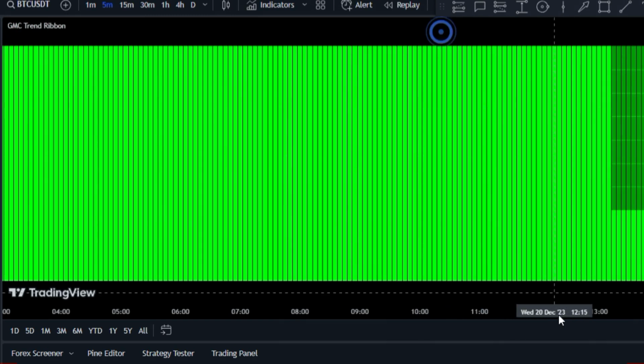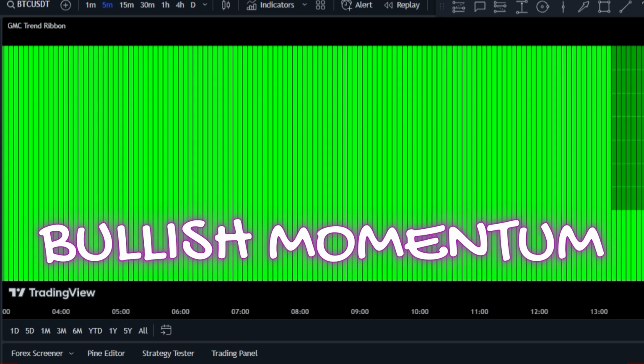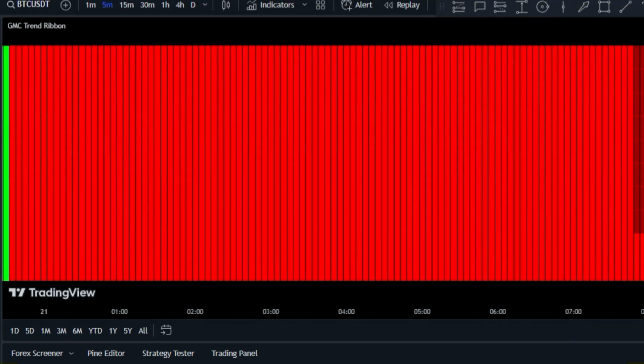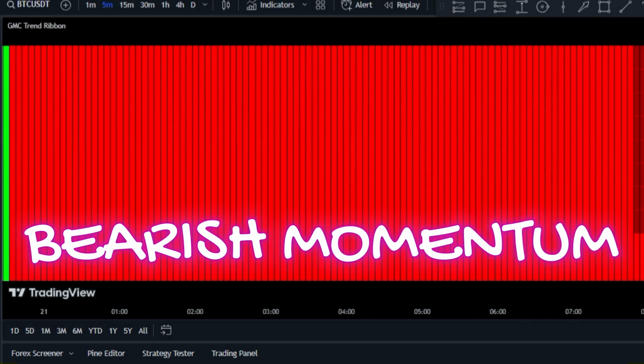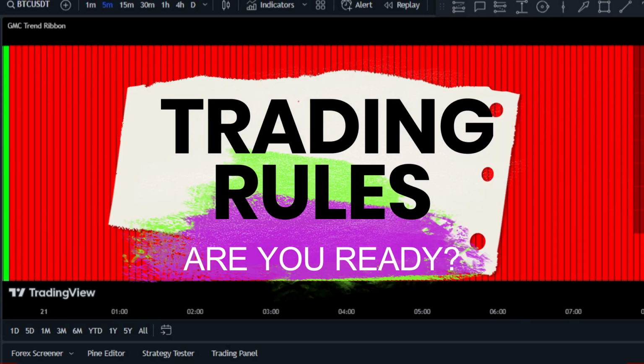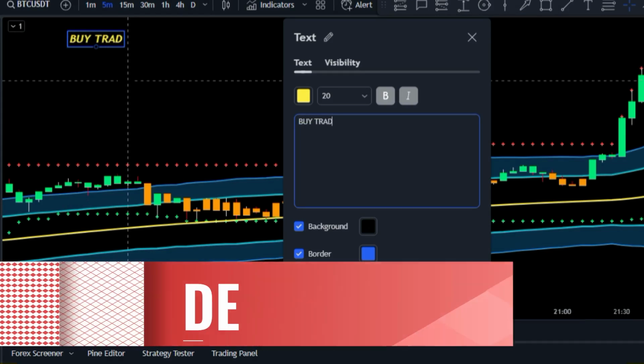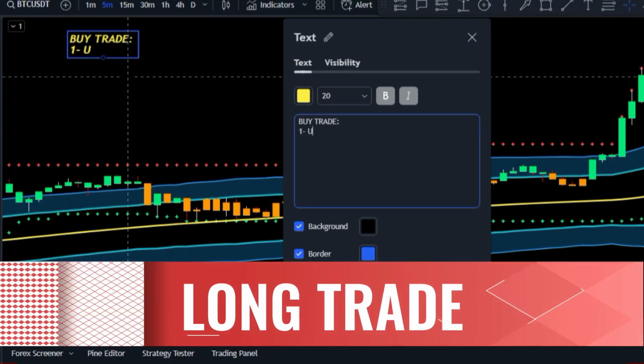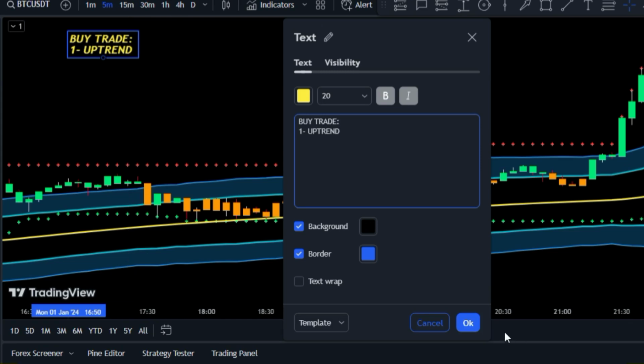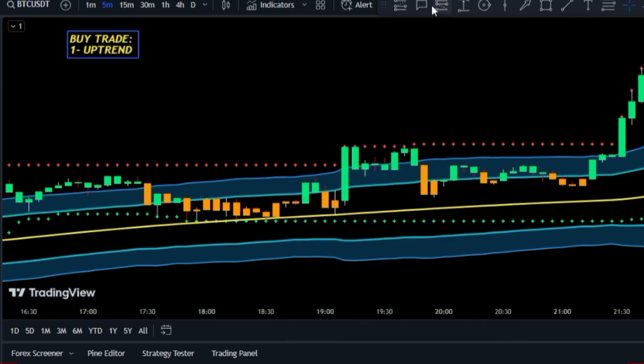The GMC trend ribbon indicator consists of color bars representing bullish or bearish momentum, and in these bars, green signifies bullish momentum, and red indicates bearish momentum. Therefore, for trading with this strategy, we have 3 rules for entering a trade. For instance, for a buy trade, the first thing you want to do is make sure the market is trending upward. So you know, you want to go with the flow, not against it.